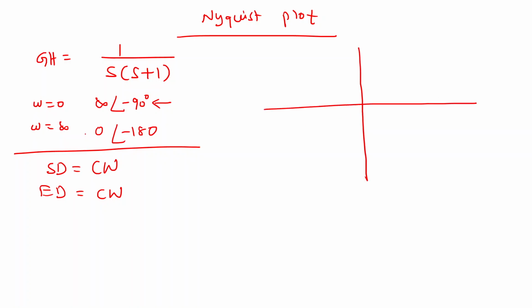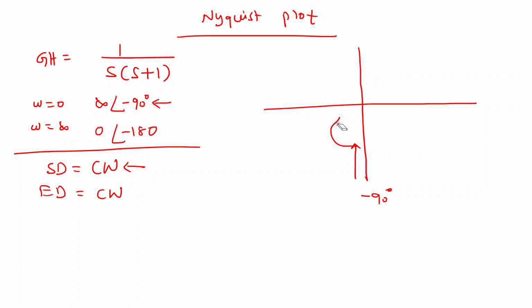Sure, sir. At omega equal to 0, you have to start at infinity, minus 90 degrees. So minus 90 degrees is this line, right? And the starting direction is clockwise. So clockwise means there are two possibilities. Either you can move in this direction or in this direction, but you have to move in the clockwise direction. So this is discarded.